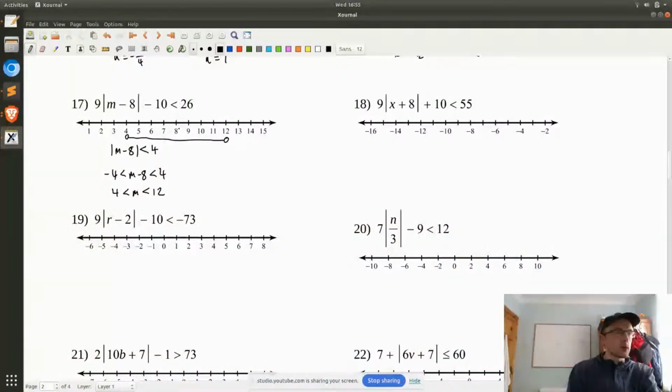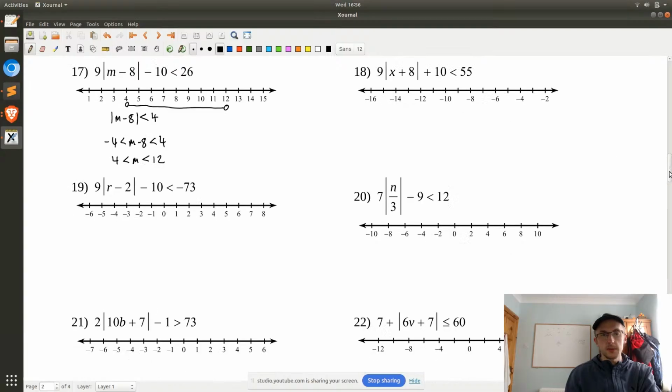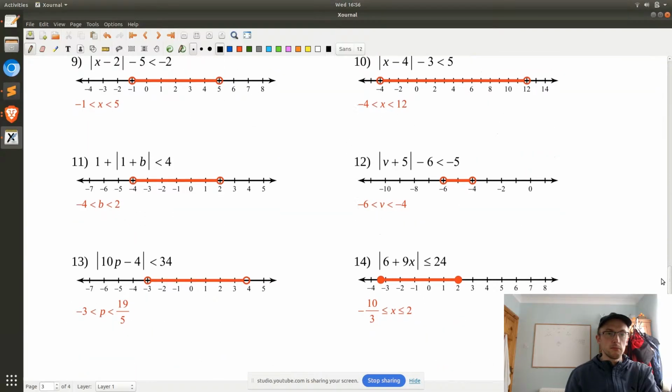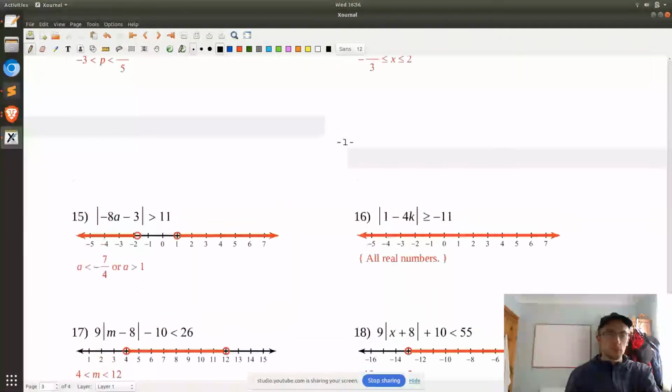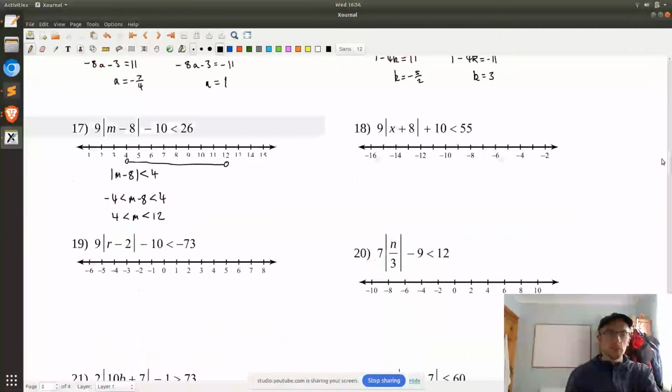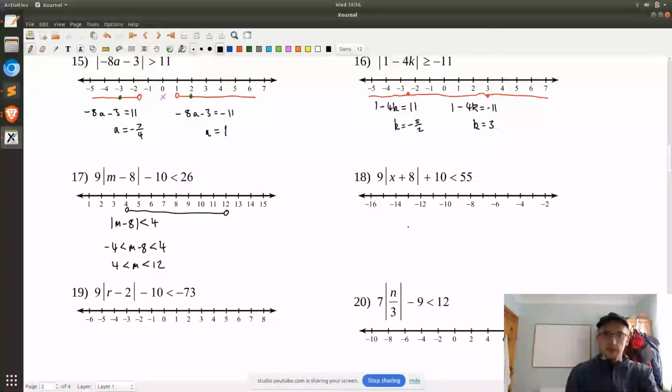Check. No. Input 10. All right. 10 take 8 is 2. 9 times absolute 2 is 18. 18 take 10 is 8, and 8 is indeed less than 26. So I believe 17 is like that, between 4 and 12. Okay, it is.